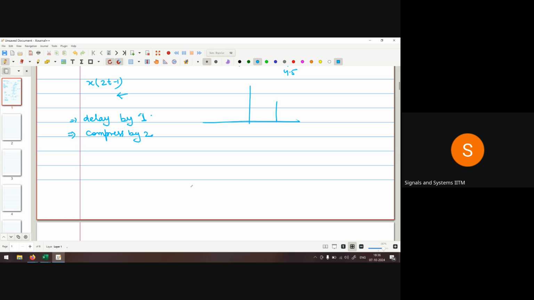So my x(t) signal is this one. It starts at 3. If I provide the delay by 1, the signal will start from 4, with magnitude A. Now if I compress the signal, this 4 will now start at 2. Again the magnitude is A. So I can say x(t) is equal to 0 for t less than 2.